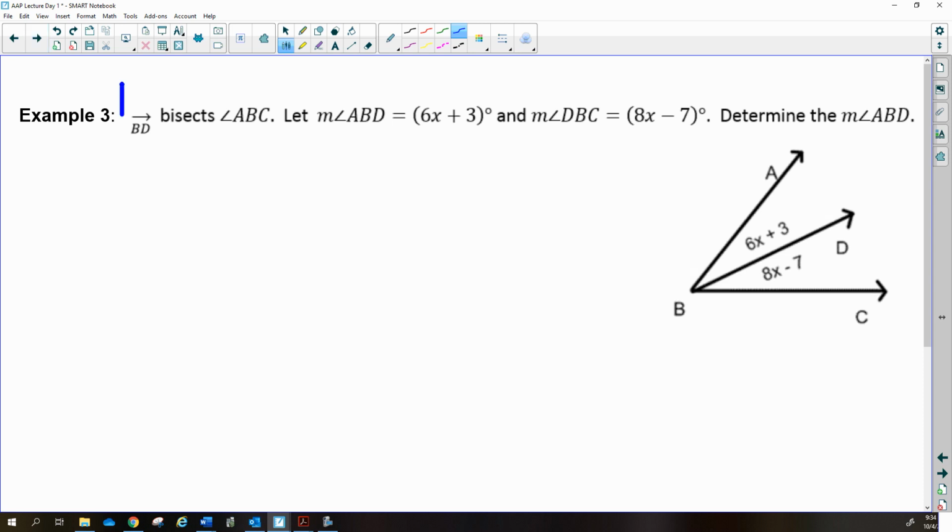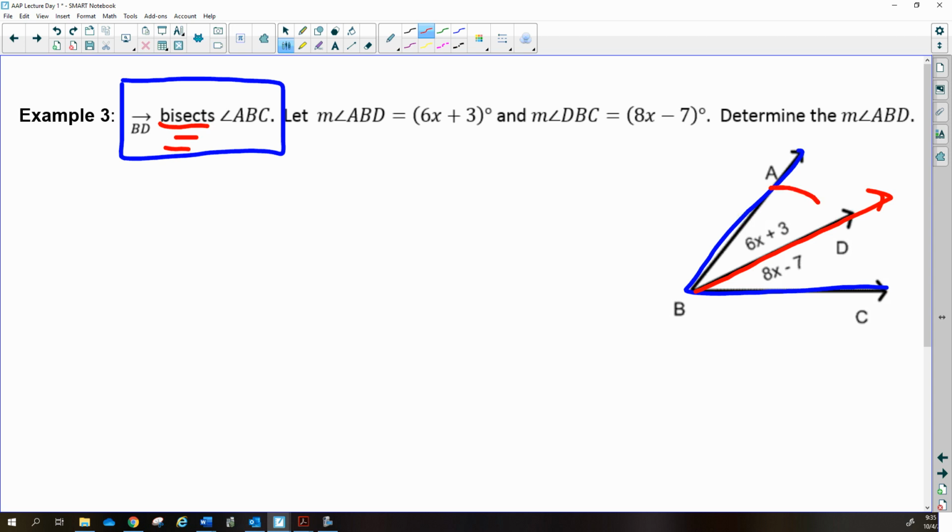Now if I look over here and I write down some things, it says BD bisects angle ABC. So here we go, we have ABC right here. When I drew in this ray right here, it says it bisects it. When it bisects it, that means it's going to be the same amount on both sides.